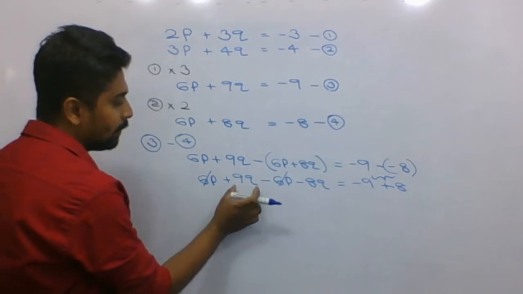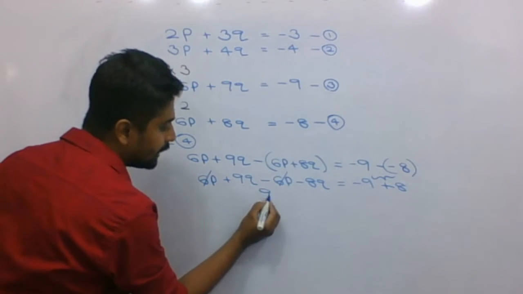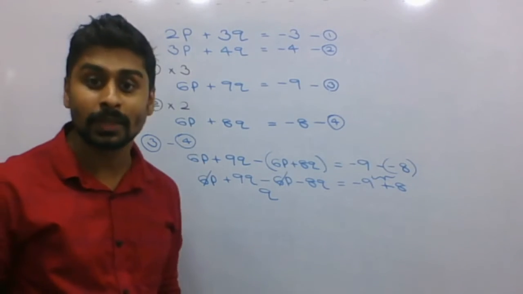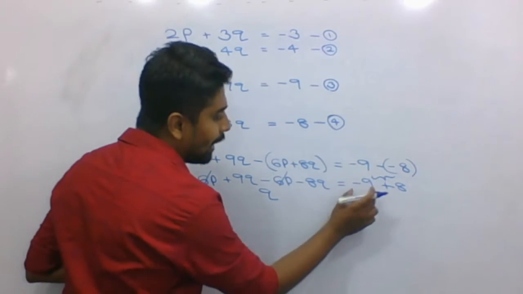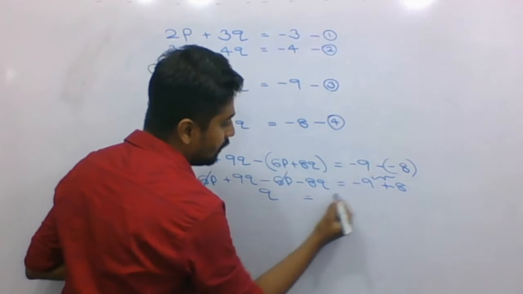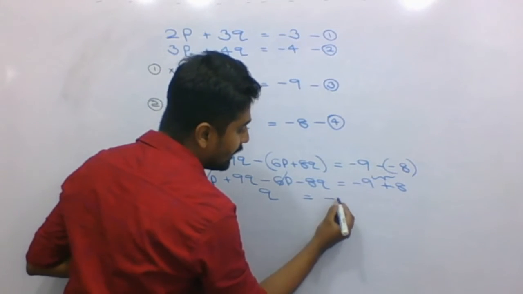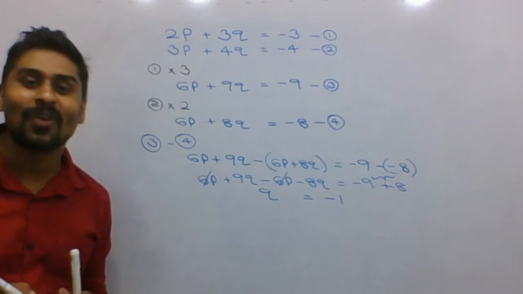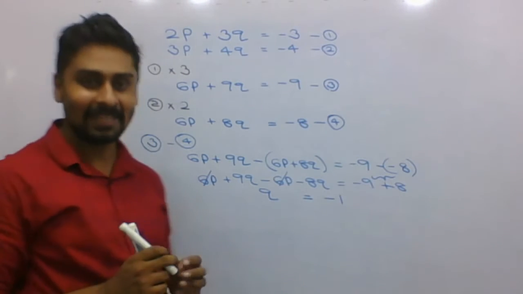The p's cancel. Plus 9q minus 8q, this becomes q. Plus 9q and 8q, it becomes q. I add plus q. On the other side, minus 9 plus 8 means what? Simplify. When you simplify, it becomes minus 1. So what is the q value here? The q value is minus 1. Right? Is it clear? Right.